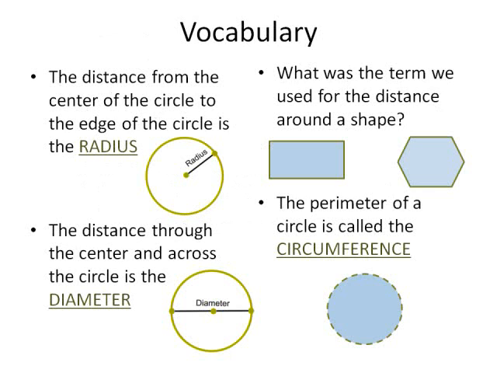The important vocabulary for this lesson is radius, the distance from the center of the circle to the edge of the circle; diameter, the distance through the center and across the circle. And remember how we use the term perimeter to describe distance around a shape? In circles, circumference is the perimeter of or distance around a circle.